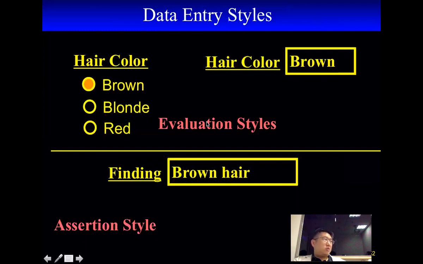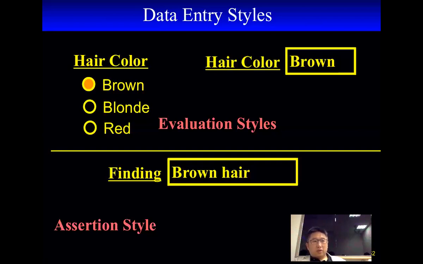I don't need to think too much. I just check yes or no, or brown or red. Just check yes or no. But for the assertion style, you need to think. I need to observe first. I need to come up with the concept.